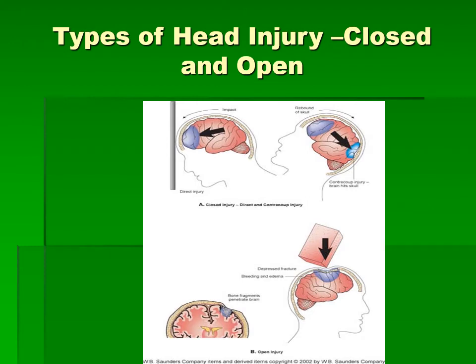So here's an illustration showing you contrecoup. There's your direct impact area, and then when the head is snapped back, then the contrecoup is on the opposite side in the back, where the brain recoils and smacks up against the back of the skull. This is a depressed fracture where the bones are crushed in, and then that can cause injury to the brain underlying that area of bone. And here's where the bone fragments can penetrate and result in very serious injury to the brain itself. So this is closed, the top one is closed, the bottom one is open.